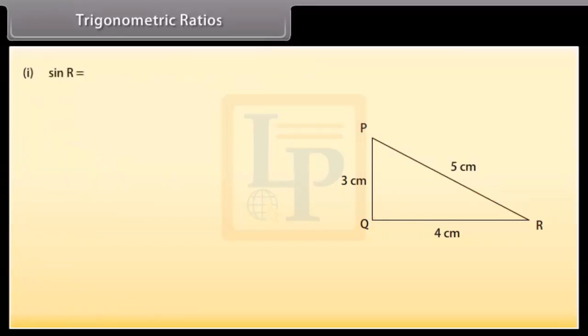Now sin R is equal to PQ upon PR, which equals 3 upon 5. Sin square R is equal to 3 upon 5 whole square, which is 9 upon 25.